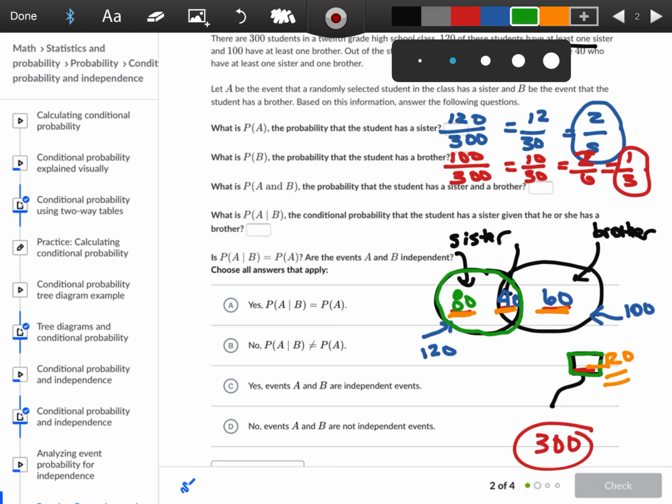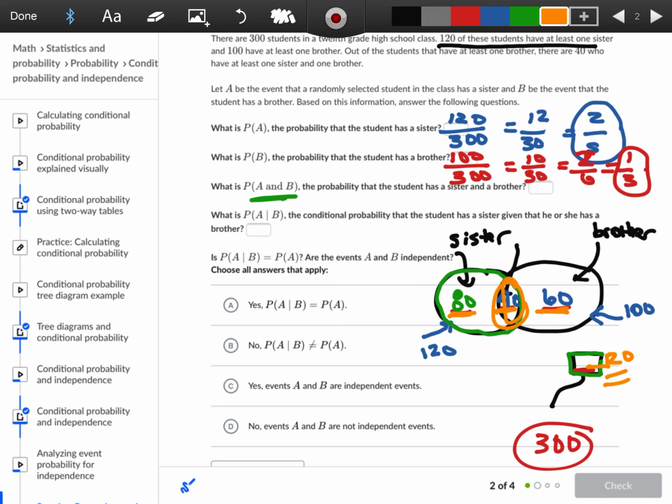Now this guy right here says probability of A and B. So you had to fall into this gold area right here, which was 40 out of my 300 people. And that comes down to 4 out of 30, which they both divide by 2, which is a 2 out of 15 chance that I pick someone that has at least a sister and a brother.